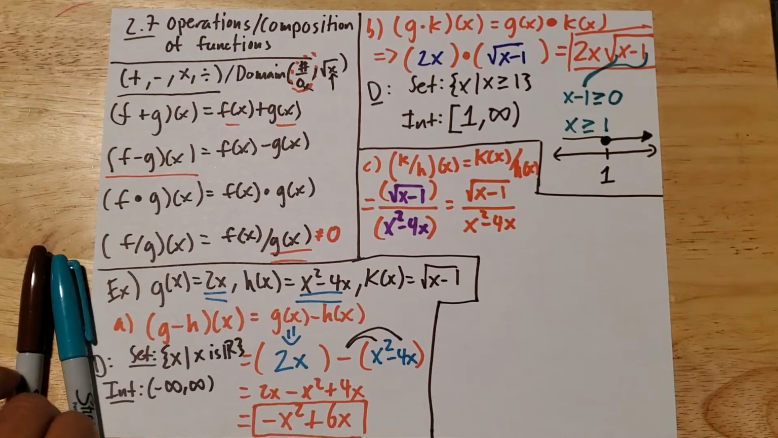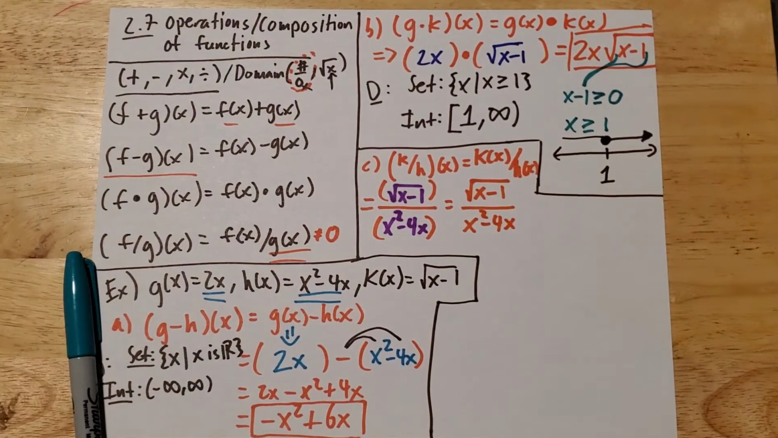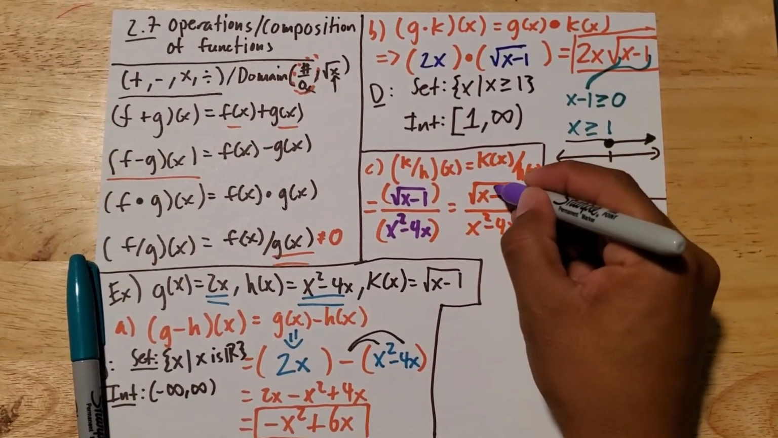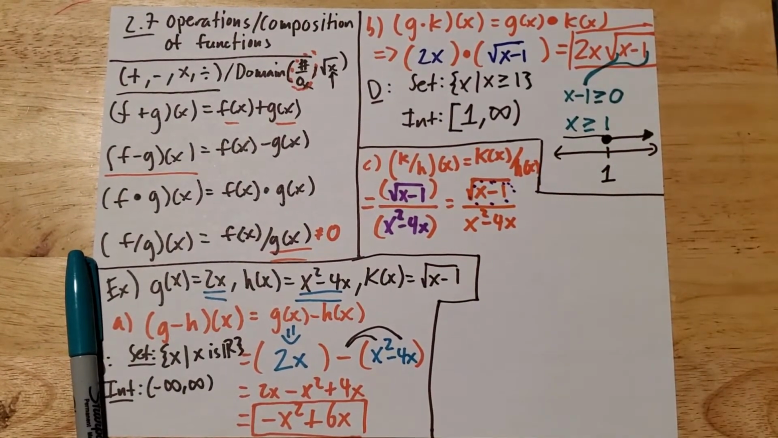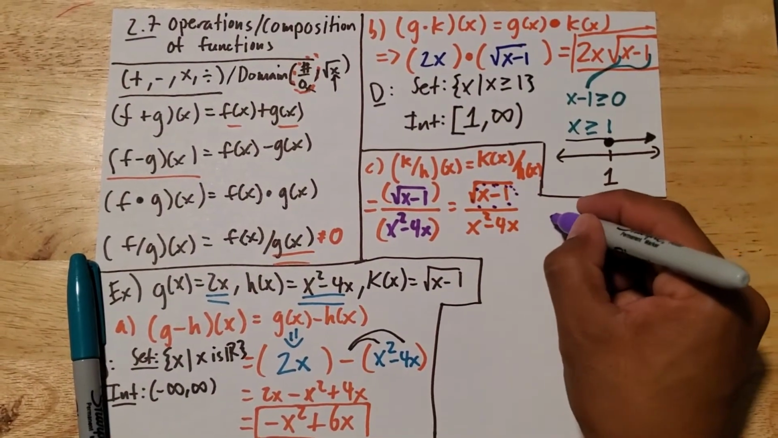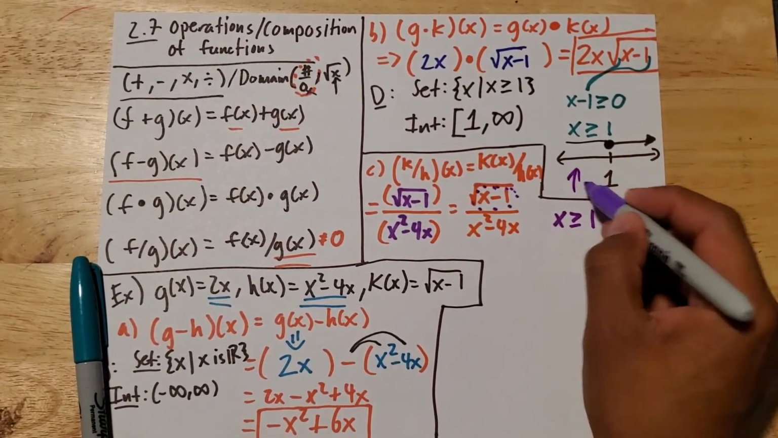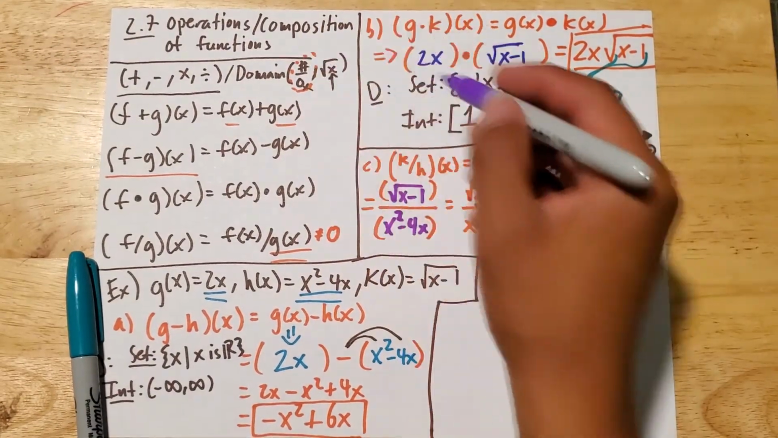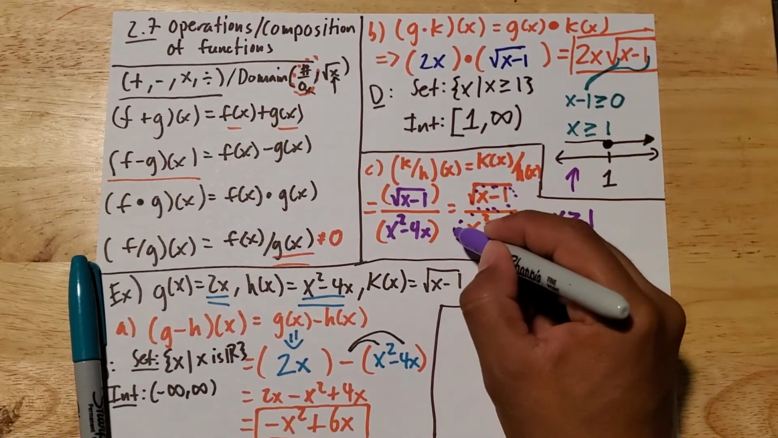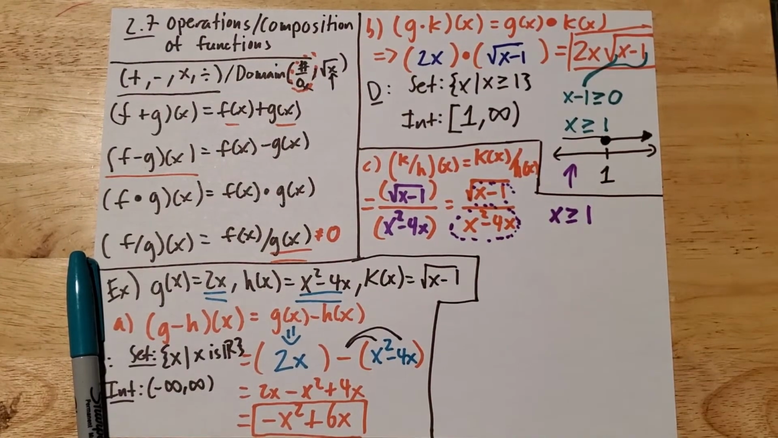But now when I'm looking for my domain, I have to take a couple of things into account. One of them is that I have a radical in this problem, a square root in particular. Just like the previous example, I know square roots can't have negatives inside, so the numerator part is going to have to be greater than or equal to 1, as I did in the previous example. But my other issue is, whenever I have a fraction, I have to make sure my denominator is not equal to 0, because those are the values that will make this function undefined.